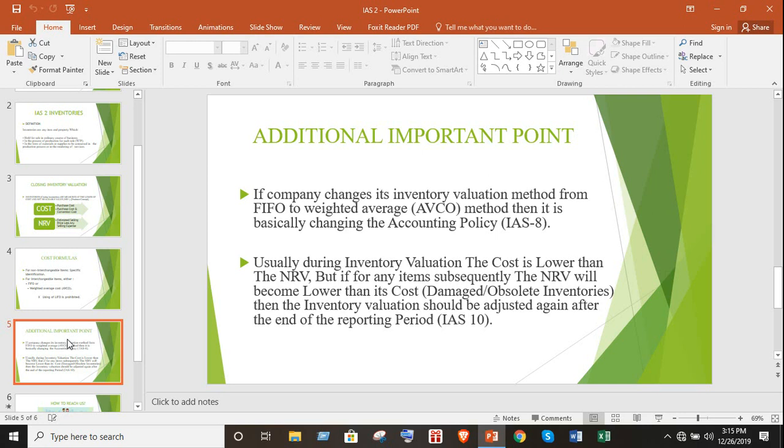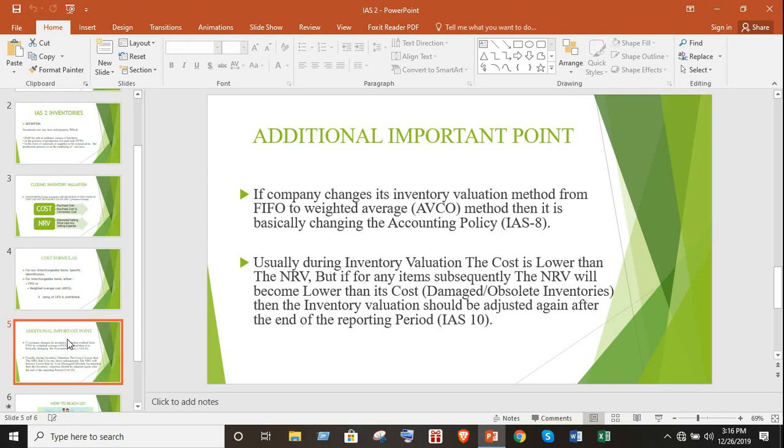And we all know that for a change in accounting policy, we have to provide the retrospective adjustment. So I hope you know what a retrospective adjustment is. If you don't know what a retrospective adjustment is, I will make a video on IAS 8 on that topic. In that video, I will make you understand clearly what a retrospective adjustment is and how to give the retrospective adjustment.